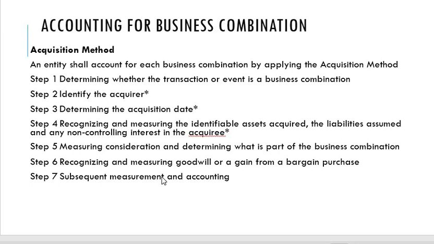Step 2 is to identify who is the acquirer. And then for step 3, you're determining the acquisition date. And step 4 is recognizing and measuring the identifiable assets acquired, the liabilities assumed, and any non-controlling interest in the acquiree. Step 5 is measuring consideration and determining what is part of the business combination. Step 6 is recognizing and measuring goodwill or gain from a bargain purchase. And step 7 is subsequent measurement and accounting.